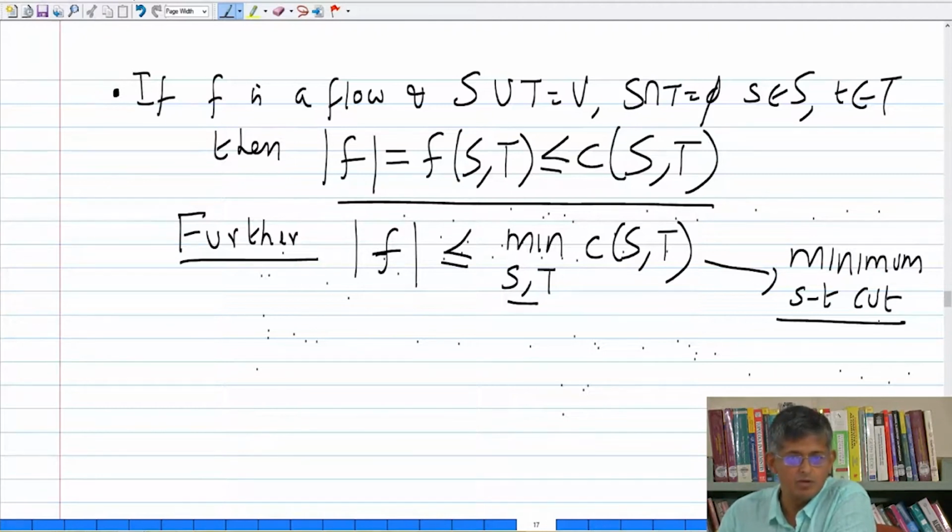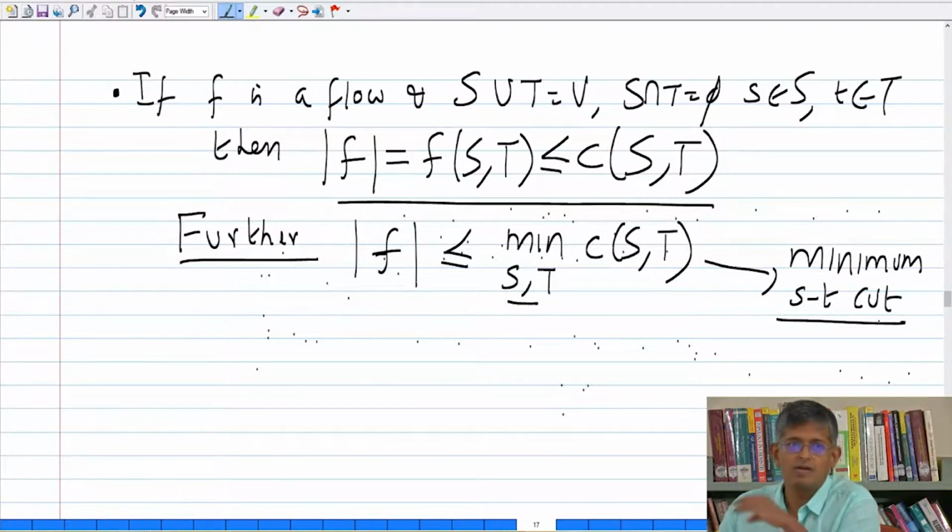In particular, the value of the flow is less than or equal to the value of the ST cut, the minimum ST cut. Fine. Actually, again, I like to present this in terms of electrical networks.